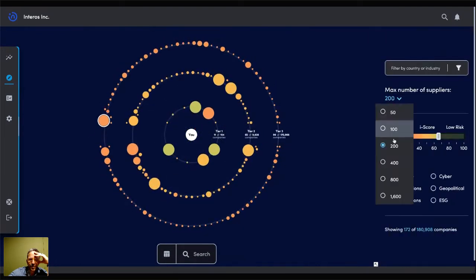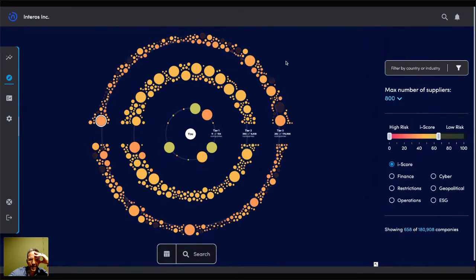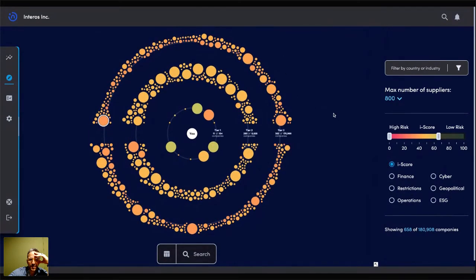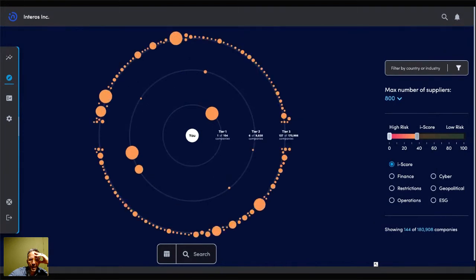And let me go back to where we were. Let me pull in 800 again. You can see this loading, which is awesome. All these really, really cool companies. So a lot of circle packing going on here. And then what I want to do is look more specifically at my really high risk.